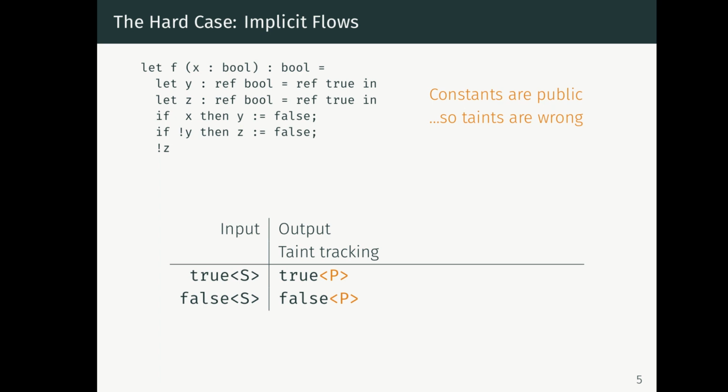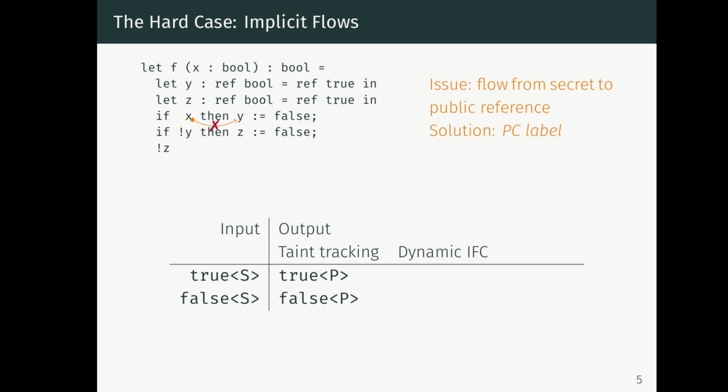The reason why this leak was possible in this case is that there is an implicit flow of information from the secret X to the reference Y when you run this if statement. To prevent the leak, we need a way of tracking this dependency. And this is what IFC does, by keeping a so-called PC label, which bounds the secrecy of values that influence the control flow of the program at every program point.